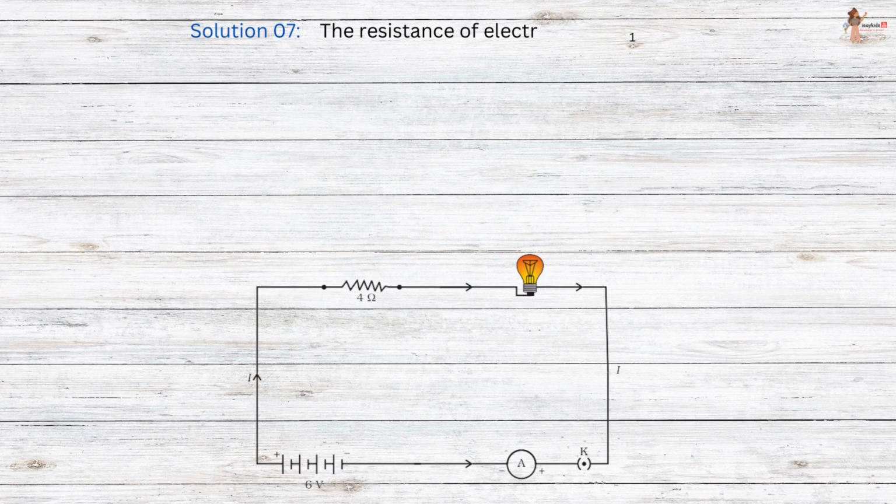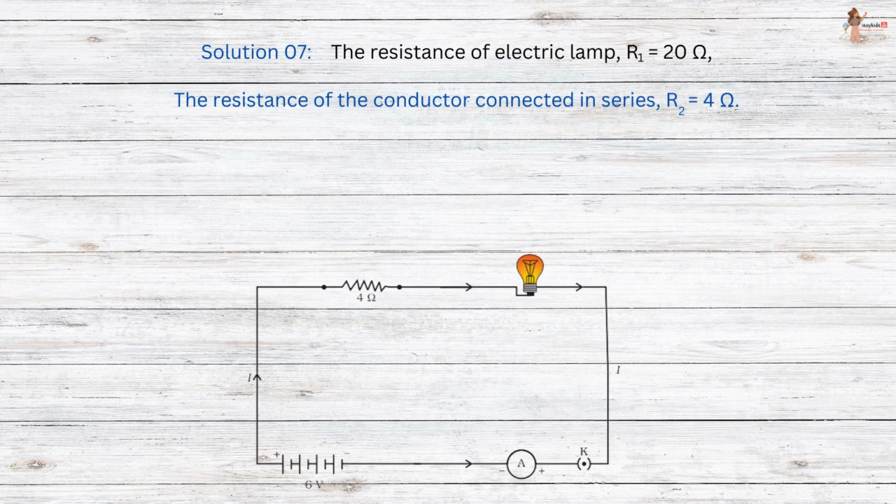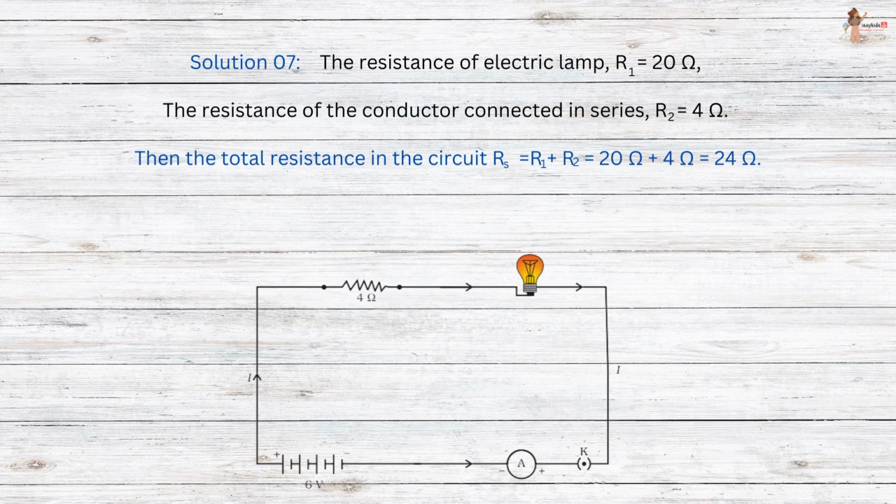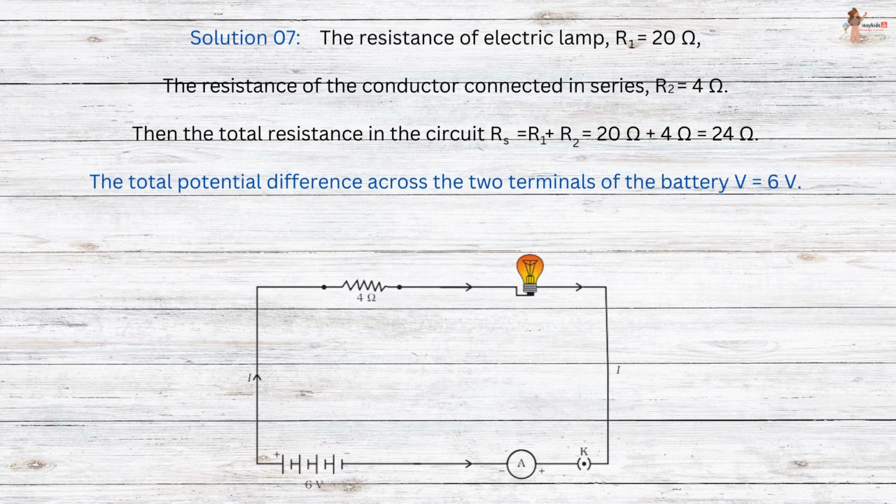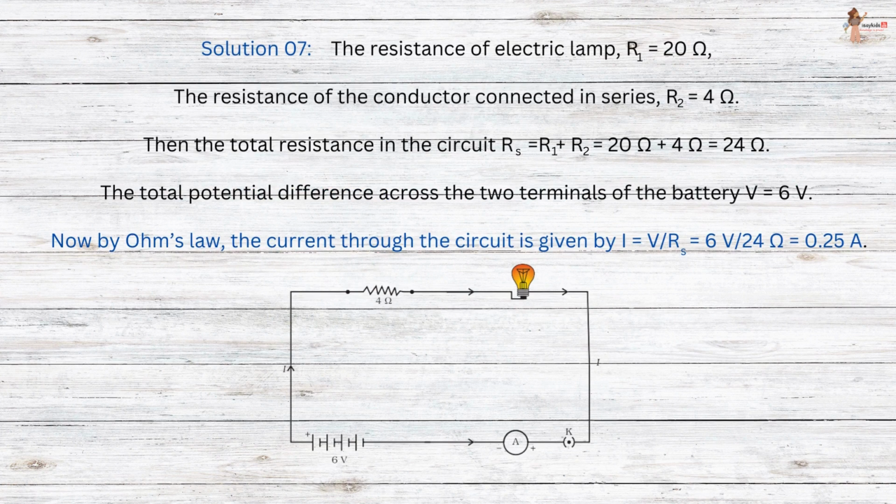The resistance of the electric lamp is 20 ohms. Let's say it is R1. The resistance of the conductor connected in series is R2, which is 4 ohms. Then the total resistance in the circuit would be R1 plus R2, which is 20 plus 4, that is 24 ohms. The total potential difference across the two terminals of the battery given is 6 volts. Now by Ohm's law, the current through the circuit is given by I equal to V by R. So it will be 6 by 24, that is 1 by 4 amperes.